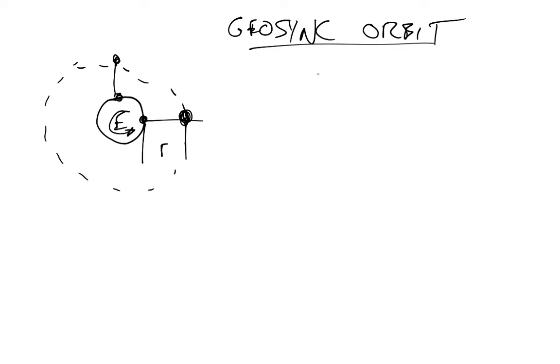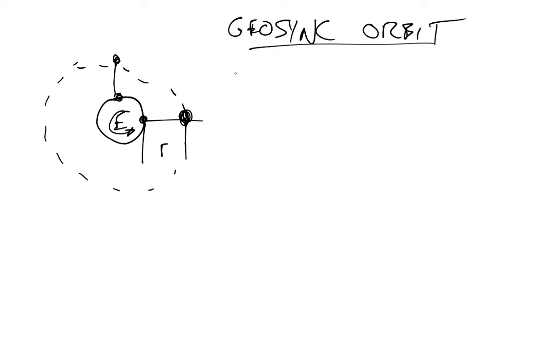Okay, this problem is asking how high must a satellite orbit above the Earth such that it remains at the same location above the Earth as the Earth rotates. So it will remain at the same height. This is called geosynchronous orbit. The question is, what is the height above the Earth at which geosynchronous orbit exists?